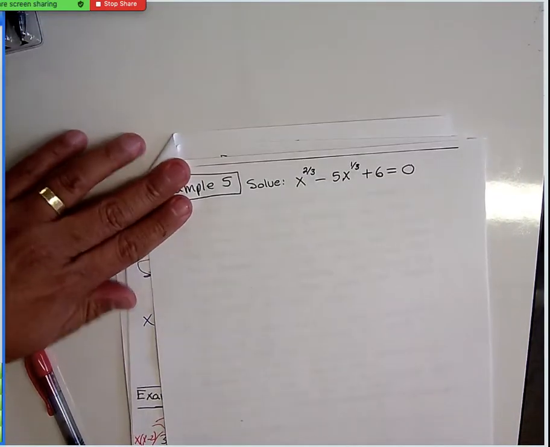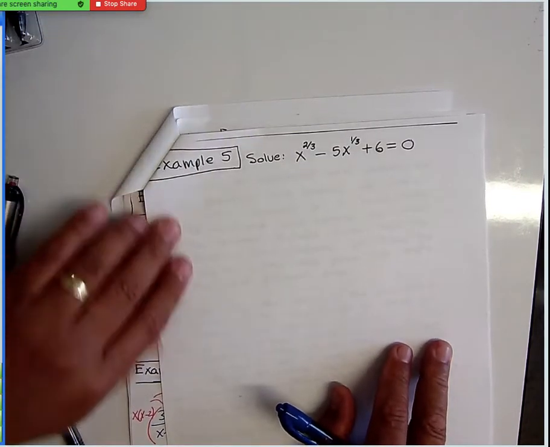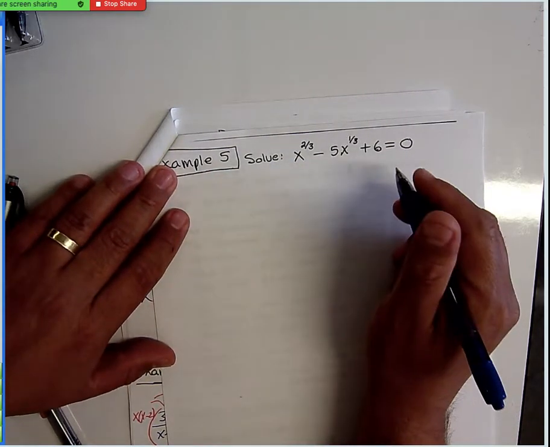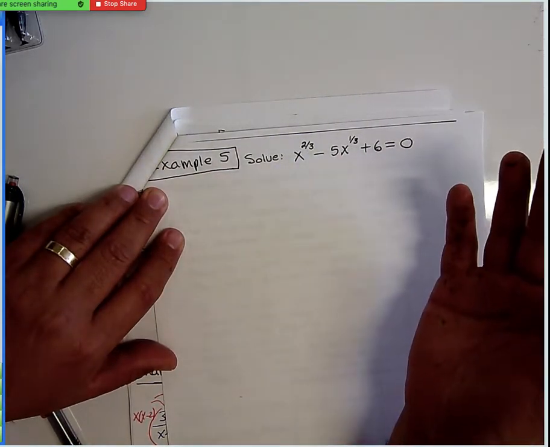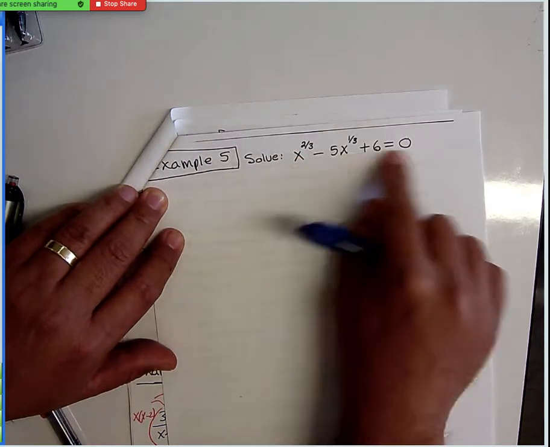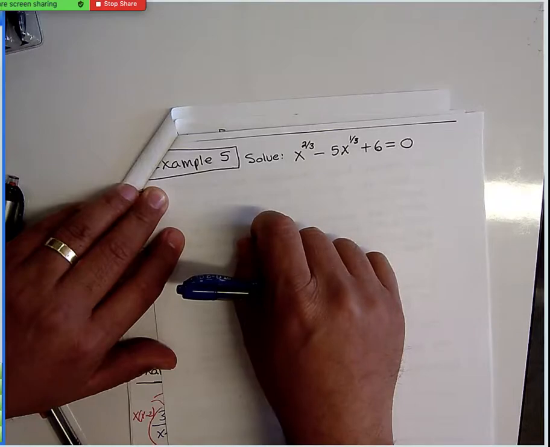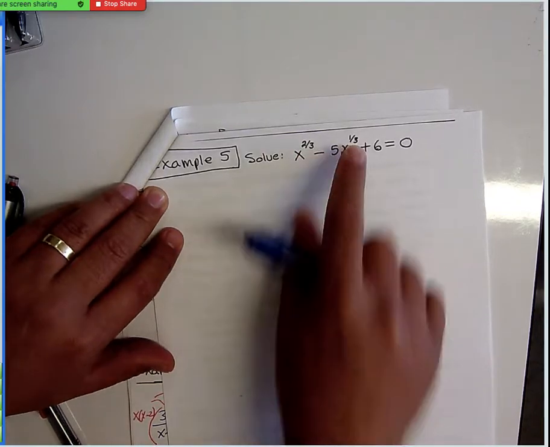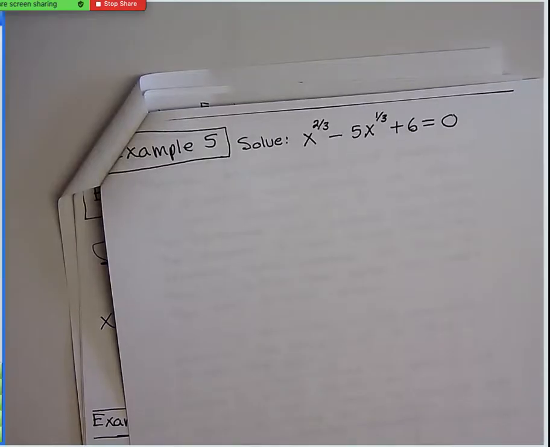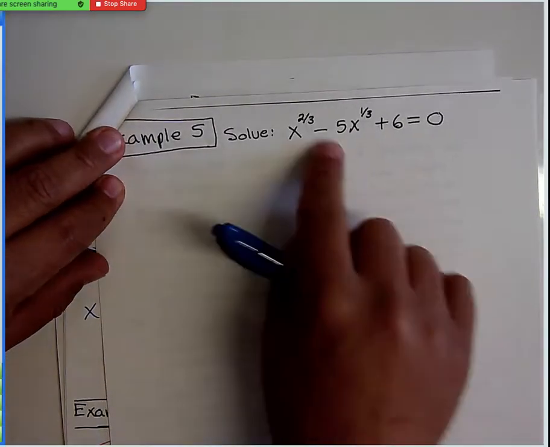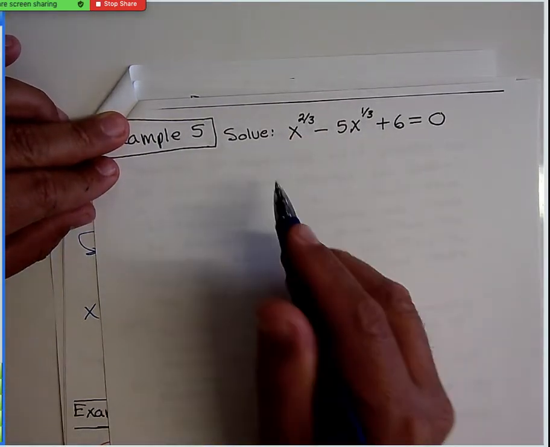Okay, the last example. So we're gonna use substitution again. But this time, remember, we need a square. Does this look like a square? Do we have a quadratic function equation here? This is 2/3, this is 1/3. So when this happens, you need to make it look like a quadratic function.